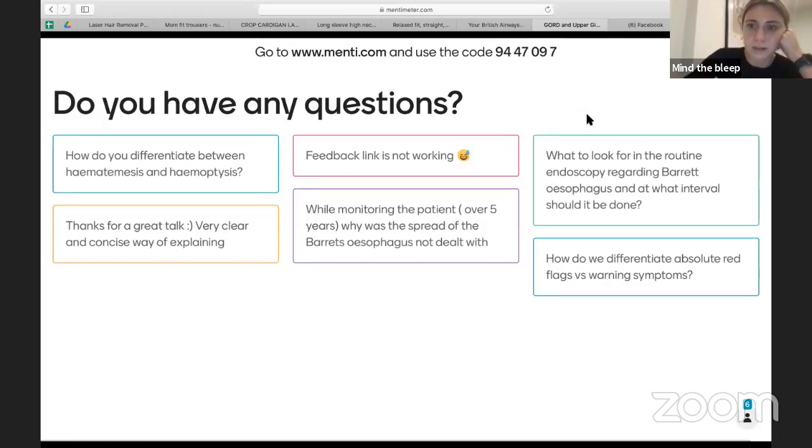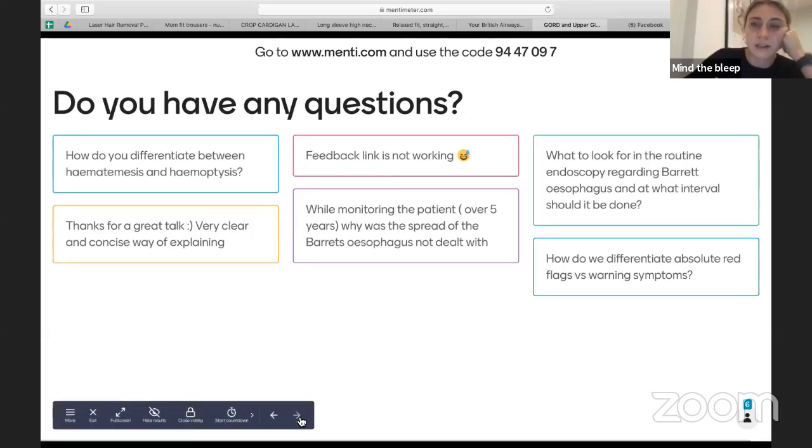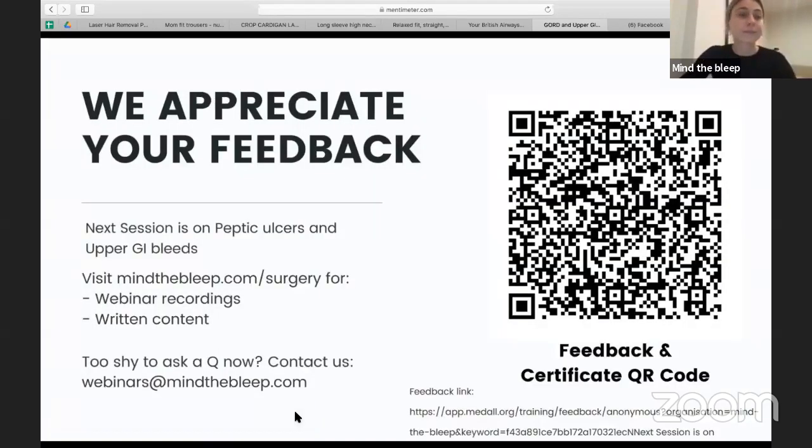And what to look for in the routine endoscopy regarding Barrett's esophagus and what interval should they be done? I think I've covered the intervals. What we're looking for during the endoscopy is the appearance, so we can see this velvety change of the mucosa. We're looking for any obvious macroscopic tumors, but also the patients will have biopsies taken. During the routine surveillance, we take the biopsies and then we look at them under the microscope to see if there are any changes, if they're not just Barrett's but they are cancer. There's going to be a specific appearance under the microscope that will tell us if this is a very small cancer or if it is still Barrett's.